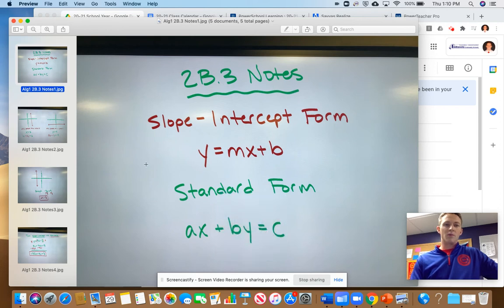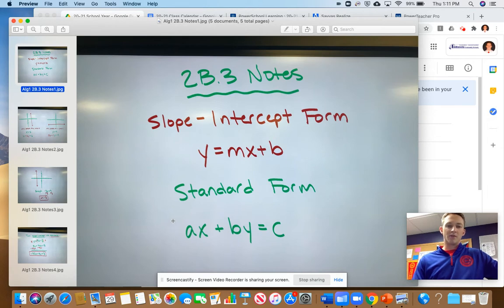All right, Algebra 1, we are finishing up our chapter 2B right before our quiz. We have 2B.3, working with standard form down here. So we are used to working with slope-intercept form, which is y equals mx plus b. Here's our slope m, here's our y-intercept b. But now we're going to learn how to transform this into the standard form.